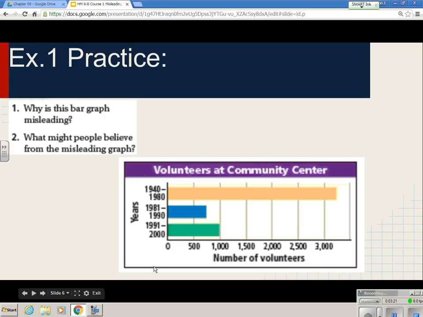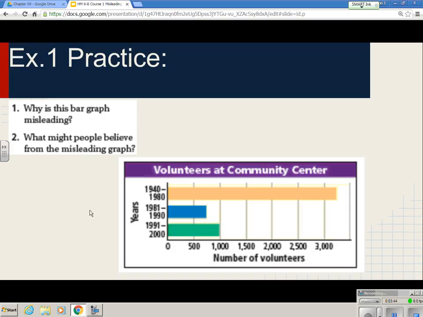We're looking along the x-axis at the number of volunteers: 0, 500, 1,000, 1,500, so it's going by 500s. And we're looking at the different eras of years for volunteering. There's a hint for you: look along the y-axis for that misleading part. Come back when you've got it.